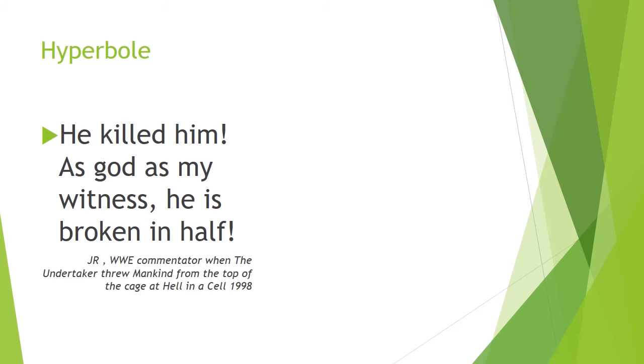Another way we can find examples of bias is hyperbole. So here we've got an example: "He killed him. As good as my witness, he is broken in half," which was JR, a WWF, now WWE commentator, when The Undertaker threw Mankind from the top of the cage at Hell in the Cell 1998. Now hyperbole is exaggeration for effect, so we're not looking to take it literally.